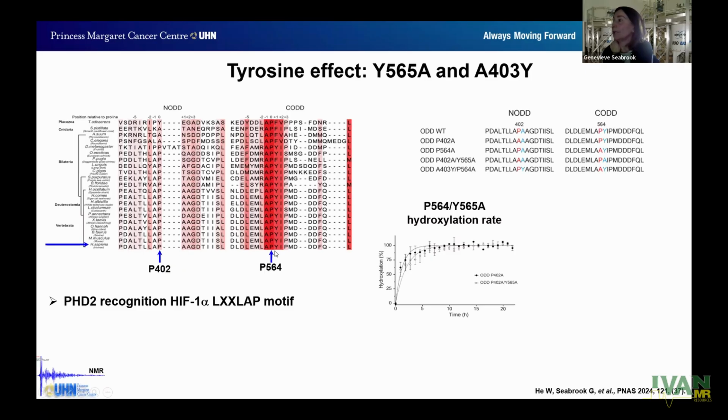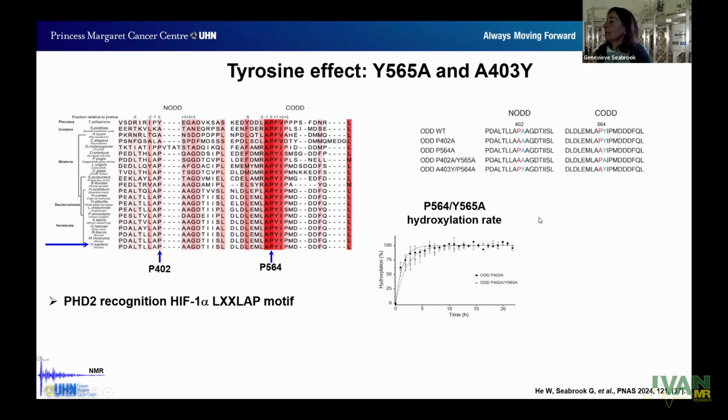So we decided, okay, let's mutate this tyrosine to an alanine and see how it affects the hydroxylation of P564. And then let's mutate the alanine that is following P402 to a tyrosine and see if we see any changes here. If you look at the rate, you can see that when this tyrosine, which is conserved pretty much everywhere, is mutated to an alanine, the rate doesn't change much.